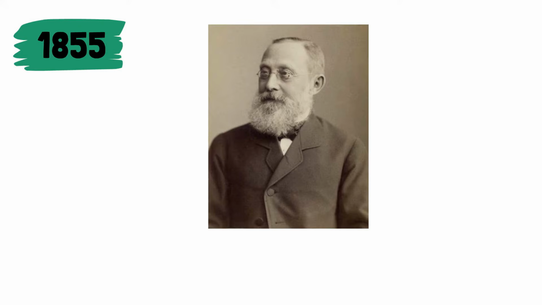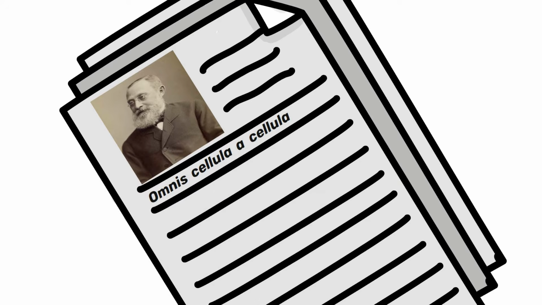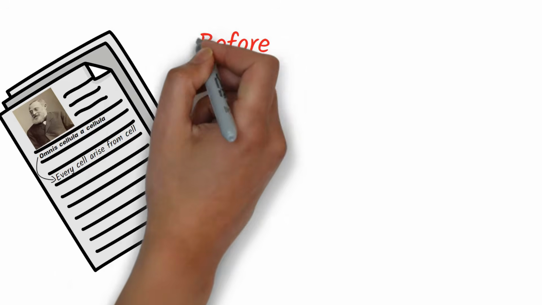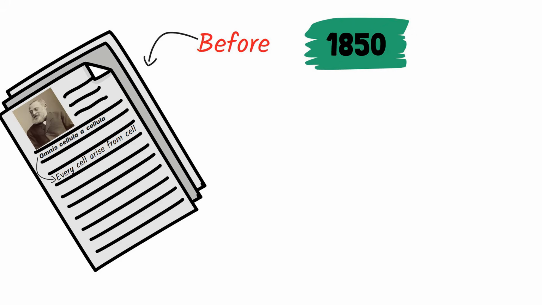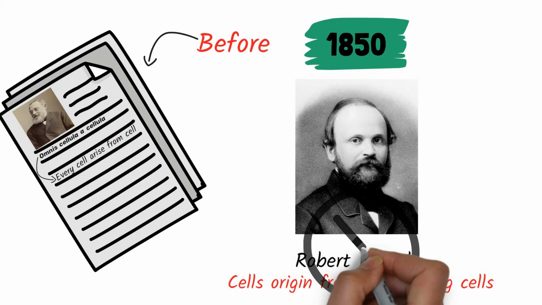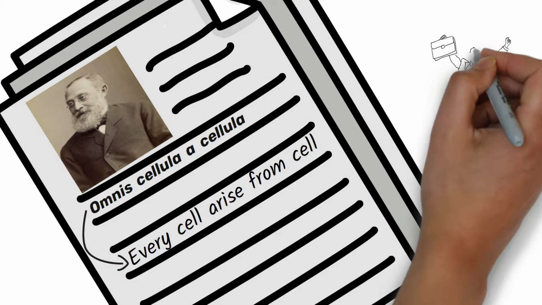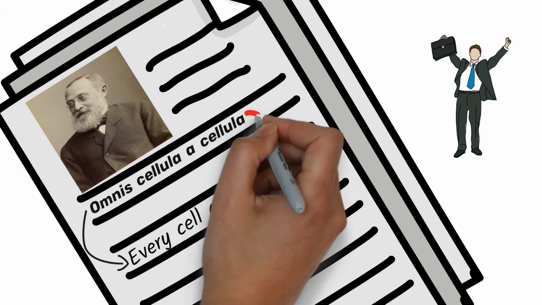In 1855, Rudolf Virchow, a German pathologist, published an article that said, omnis cellula e cellula. In Latin, the phrase translates into, every cell arises from a cell. Even much before Virchow published his article, in 1850, Robert Remak, a colleague of Virchow, made a similar statement that cells originate from pre-existing cells. However, his statement was not accepted by the scientific community. Finally, after many controversies and criticisms, Virchow held the credit for this phrase.